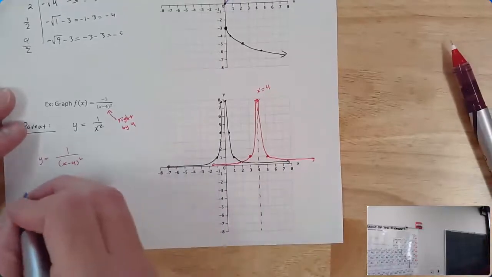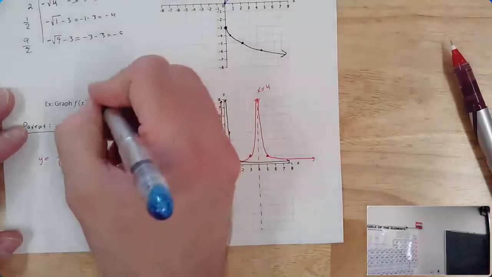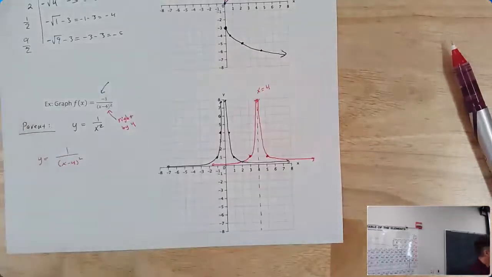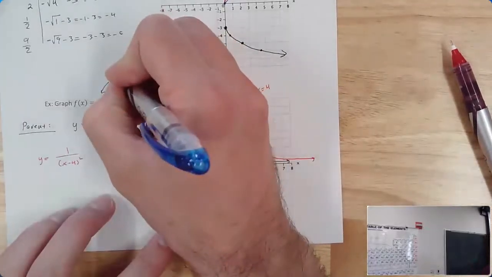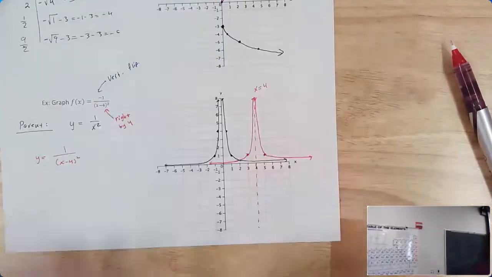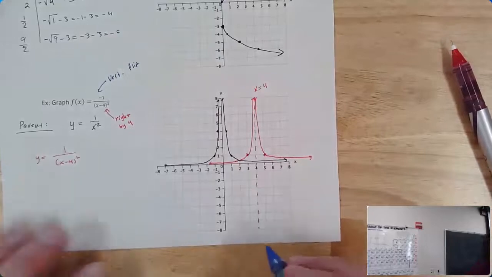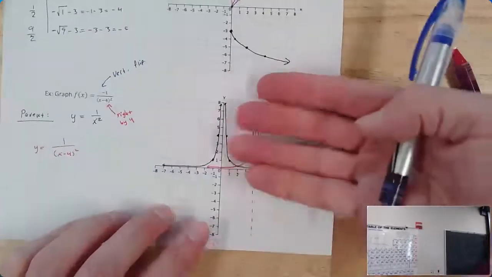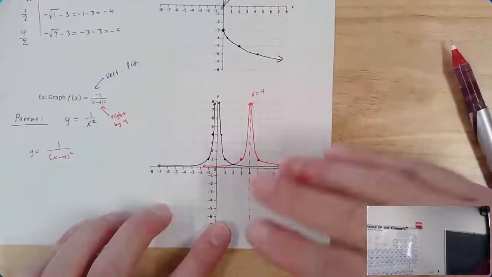Finally, the negative on the outside, that's going to give us a... I gave it away already. That negative is on the outside, right? We're not doing it before the squaring or anything else. So that negative is on the outside. It's going to give us a vertical flip. So we're going to flip over. We're going to get this thing, just literally take it and turn it over like that.